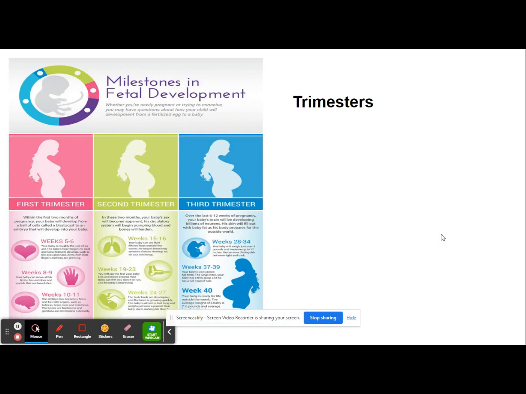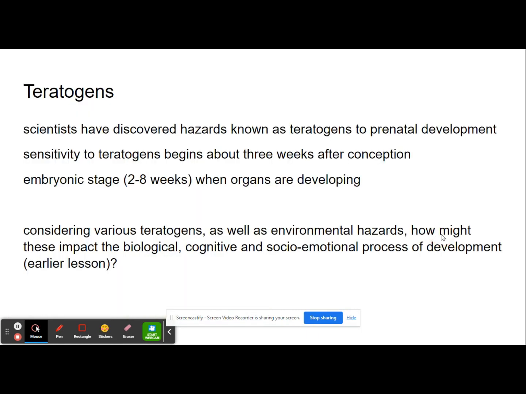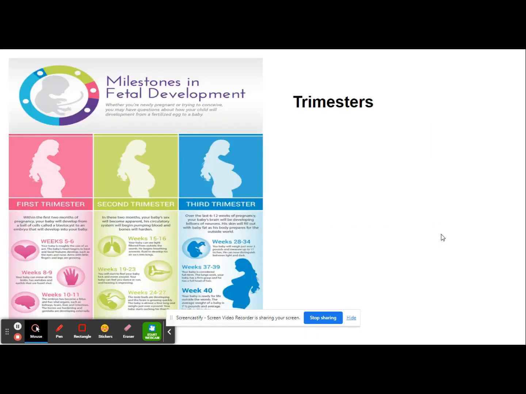So these are some milestones in fetal development that you can see from the infographic. So the 1st trimester, within the first 2 months of pregnancy, your baby will develop as a ball of cells called a blastocyst. It becomes a blastocyst around the 5th day after conception. And between weeks 5 and 6, your baby is roughly the size of an ant. I'm just going to say your baby because that's what the infographic shows, as it's intended for pregnant women. But we'll call it the baby.